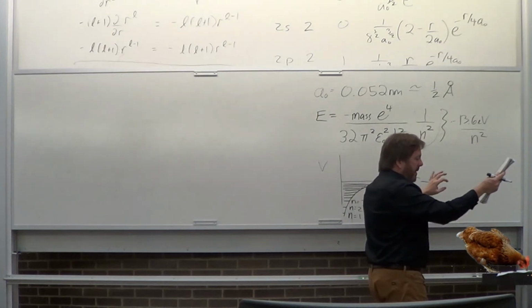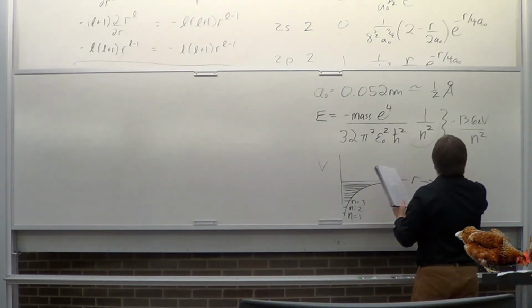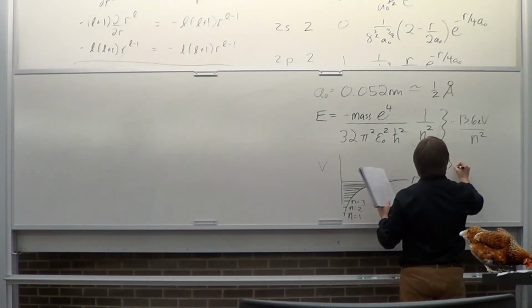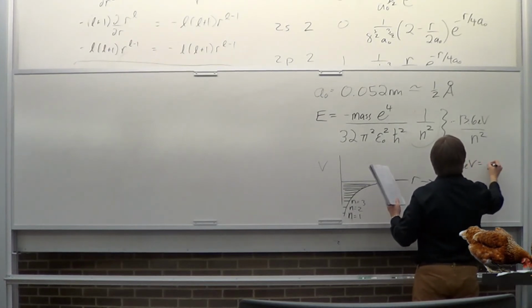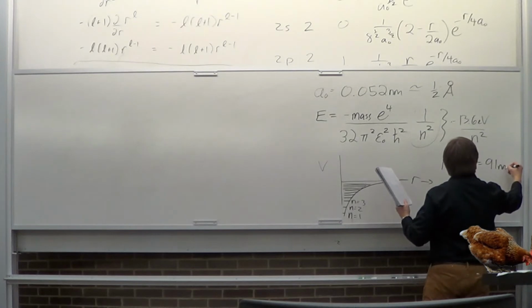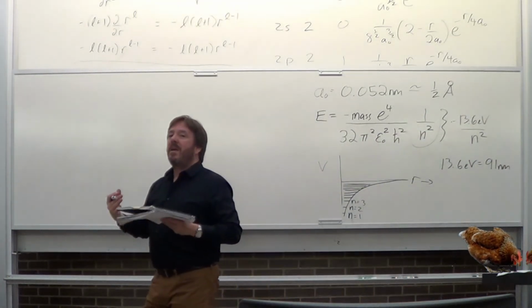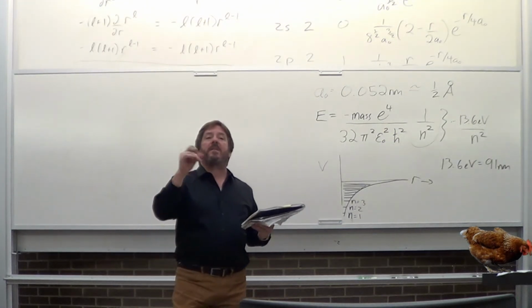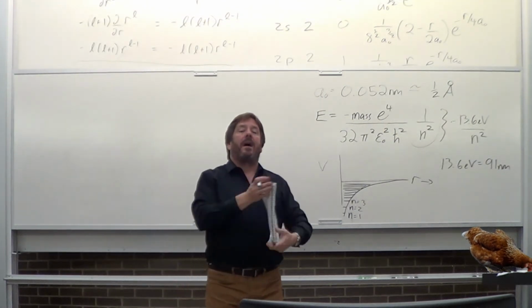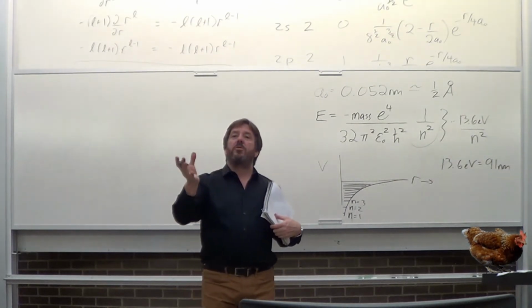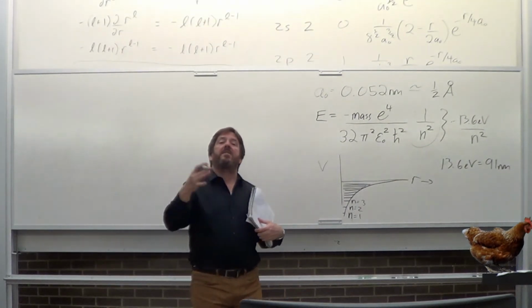If I translated that to wavelength, what wavelength of light? 91 nanometers. Okay, that is ultra UV. Where does the visible spectrum kick out? Here's a hint: 520 nanometers is green. 600 is red.